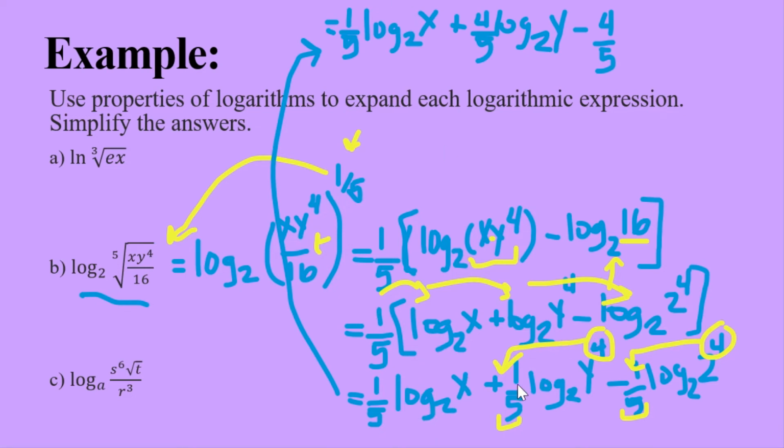We brought the 4 down to the front, multiplied it by the 1/5, so 4/5 log base 2 of y. Then if you look here, we bring the 4 down, multiply by the 1/5, but then you'll notice we have log base 2 of 2. Well, again, anytime those two values are the same, we know that's just equal to 1. So therefore, we really just have 1/5, which was times the 4, so we really just have 4/5 times 1. So we can leave that last term as 4/5. So this would be the final answer of that expression in the expanded form.